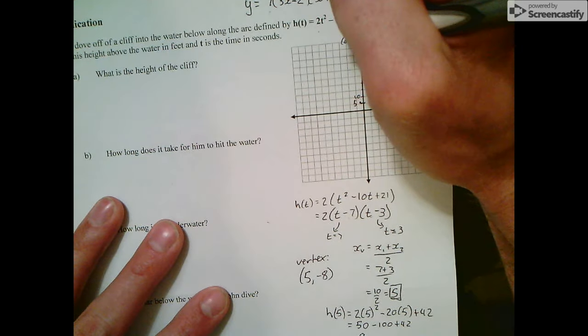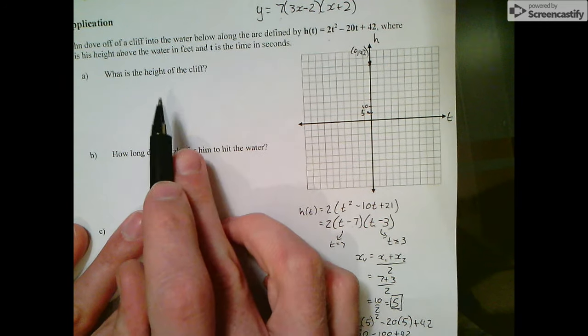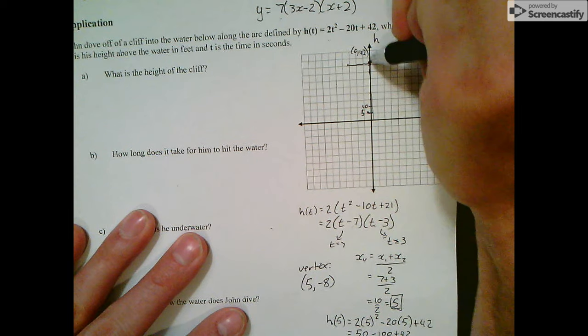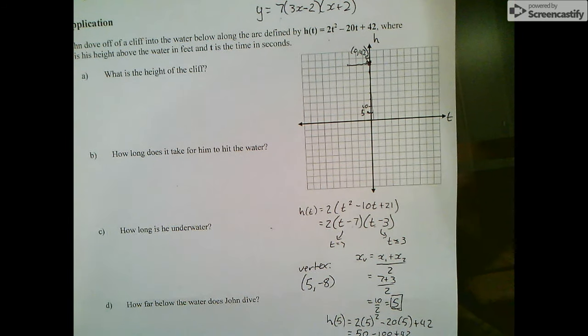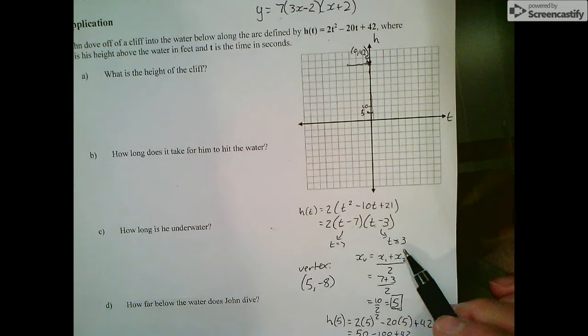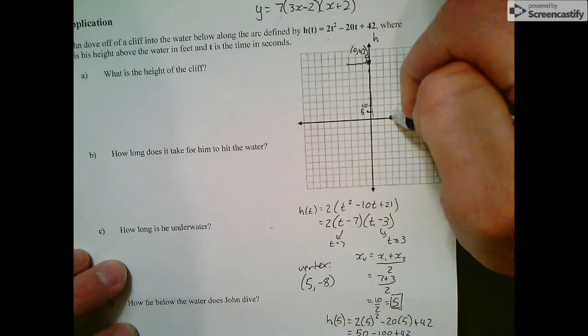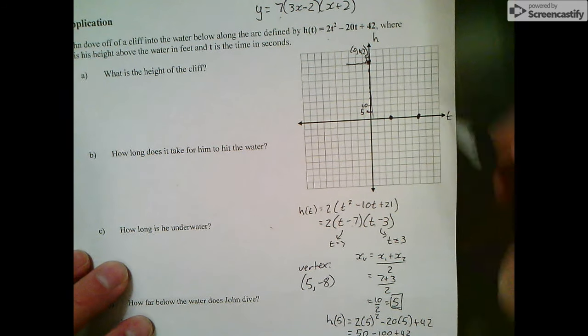That's (0, 42), the starting point, right? So that actually answers what the height of the cliff is, because here's the cliff, and there's John standing at the top. My stick figures are fantastic, I know. And then I've got t equals 3 and t equals 7. So 1, 2, 3, there's my x-intercept. 4, 5, 6, 7, there's my other x-intercept.